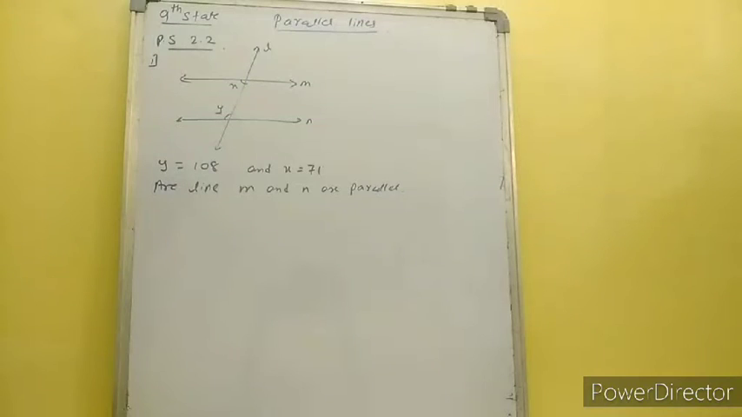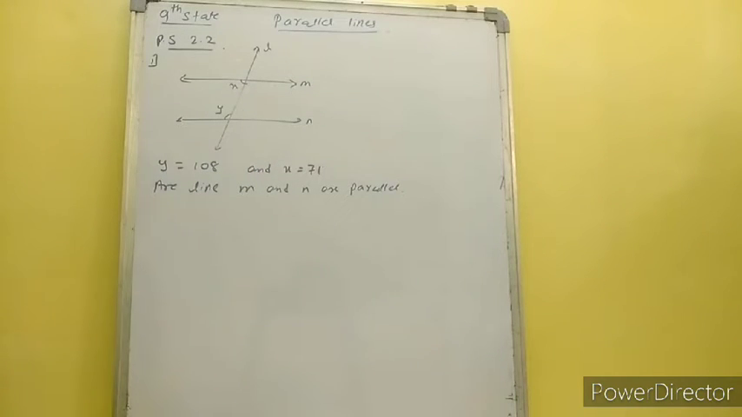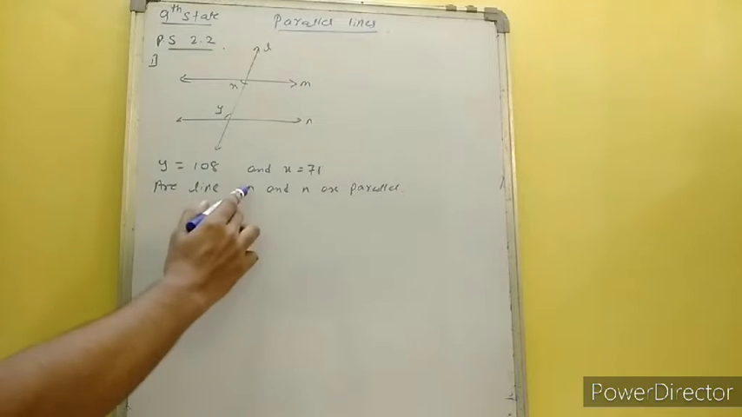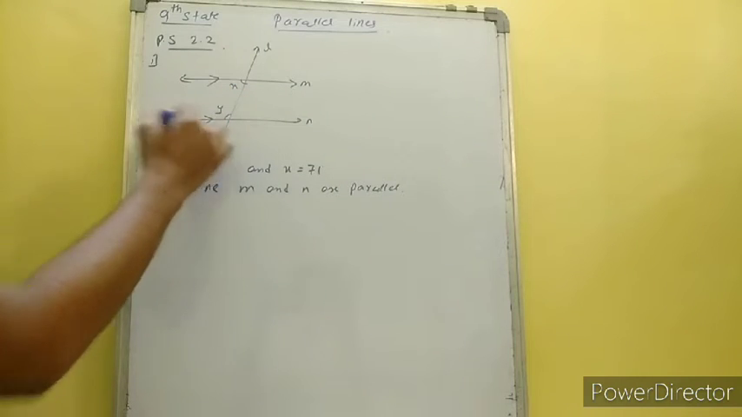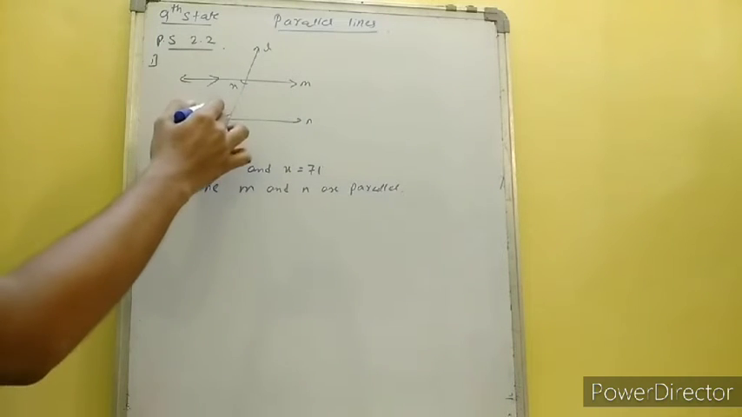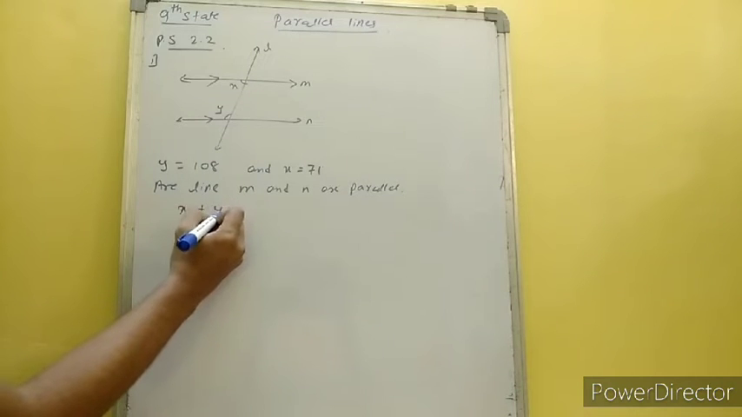We'll start with the second exercise of the parallel line. It is given that angle x is equal to 71, angle y is equal to 108. We need to determine whether, or we need to justify whether line M and N are parallel to each other or not. First of all, we can see that these are the two lines and we have two interior angles.